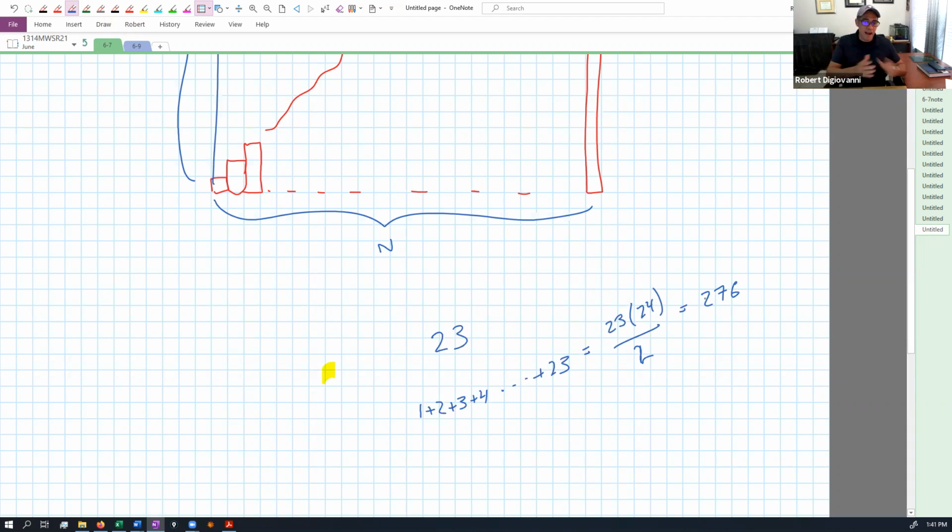So it's an easy way to add up consecutive numbers.